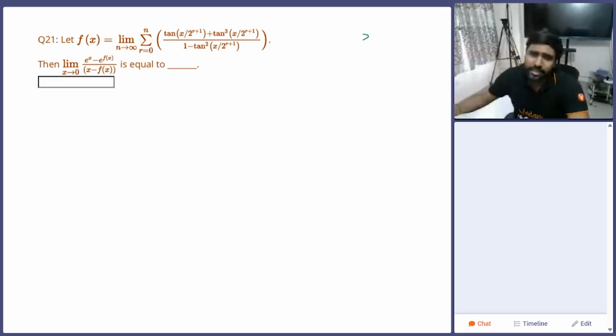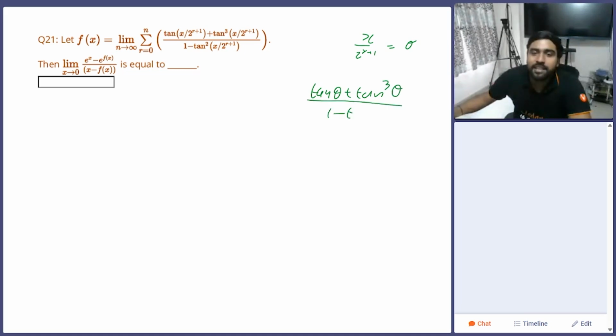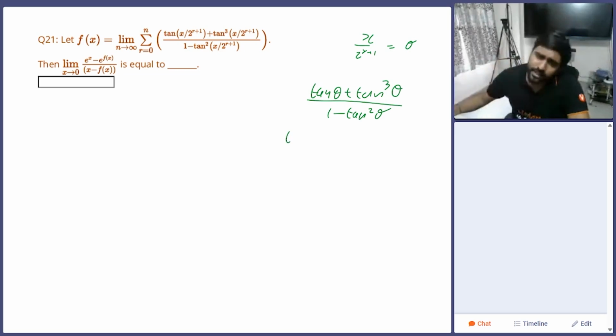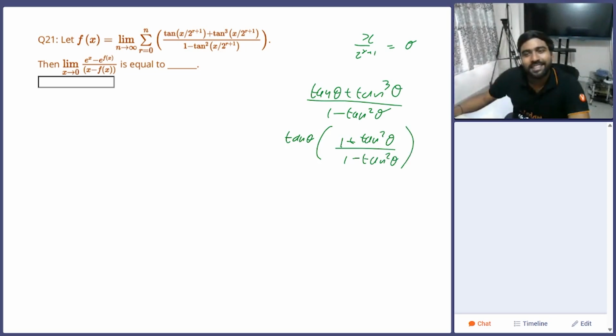I don't want to write that every time, so let me just take a simpler value, which is theta. All right. So I have tan theta plus tan cube theta divided by 1 minus tan square theta. Much better looking, right? Let's simplify this. I can take tan theta common. What do I get? I get 1 plus tan square theta upon 1 minus tan square theta. This is good.